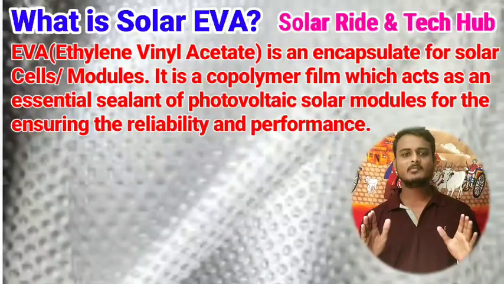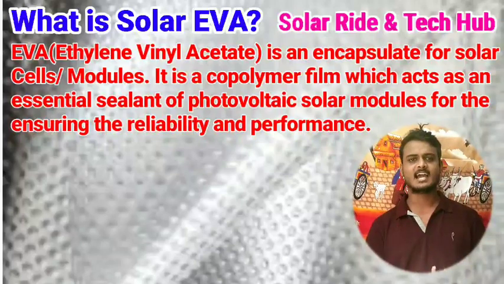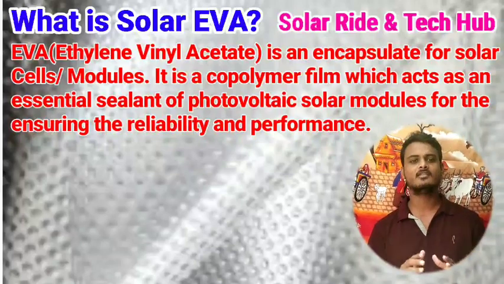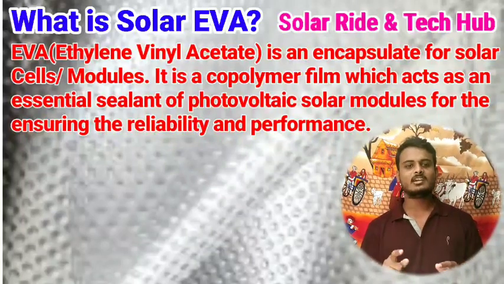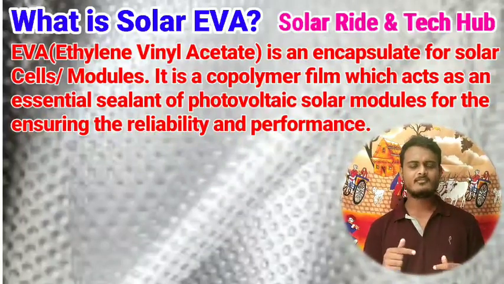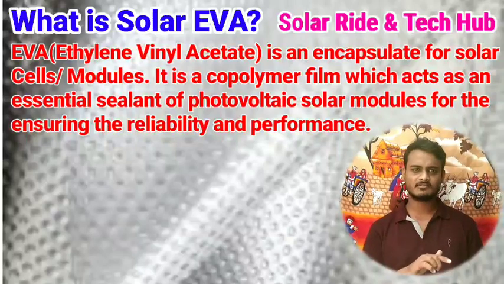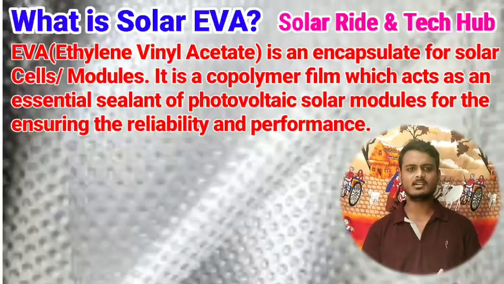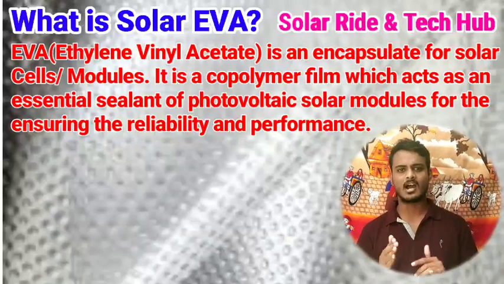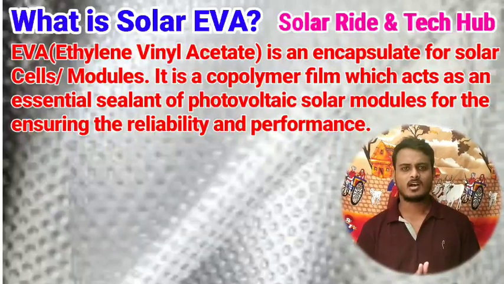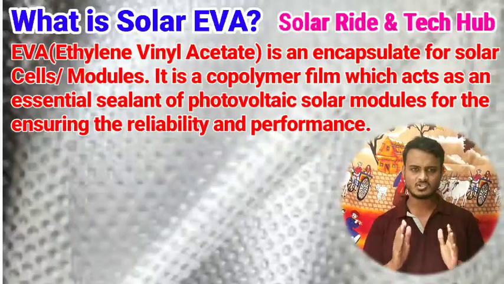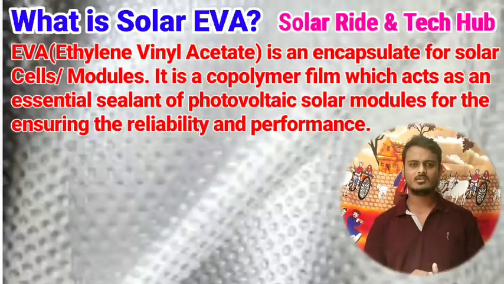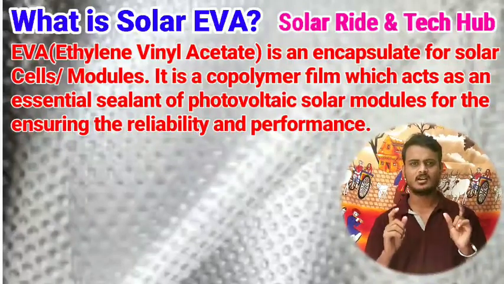It is a copolymer film which acts as an essential sealant of photovoltaic solar modules, ensuring reliability and performance. Why are we using a solar encapsulant for sealant purposes? We need more reliability in the solar module, and we need more accurate performance. That's why we use solar EVA in the module.